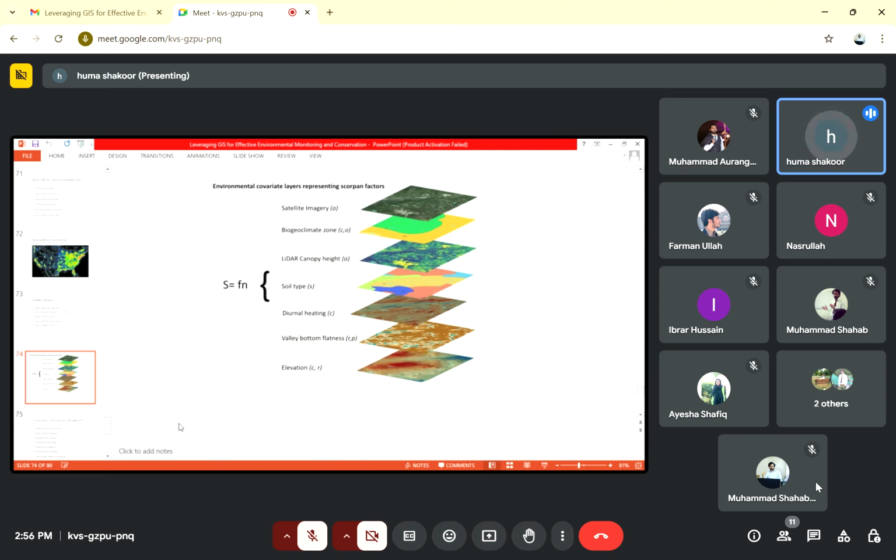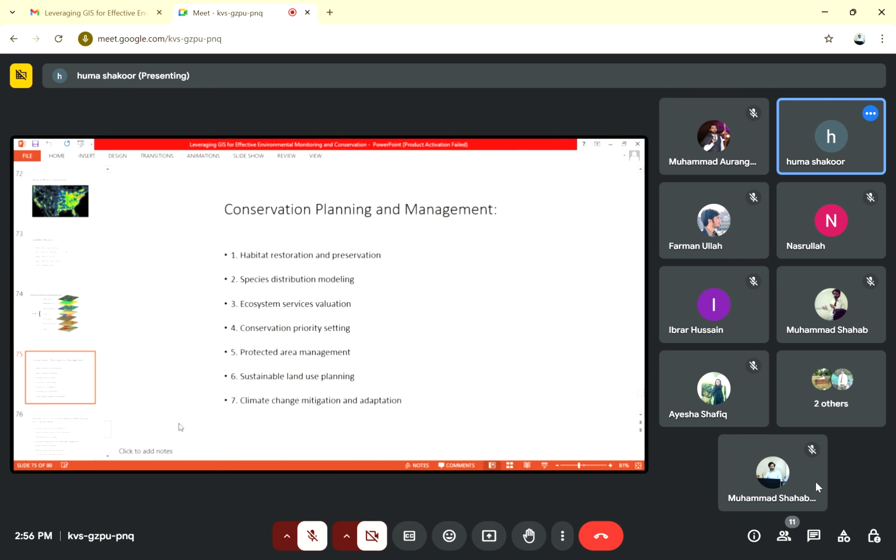These are the layers which represent these different environmental parameters in the form of images. Now come to the final part, the last part of our topic, that is the conservation. How we conserve our environment. First, we have to identify the global environmental issues.